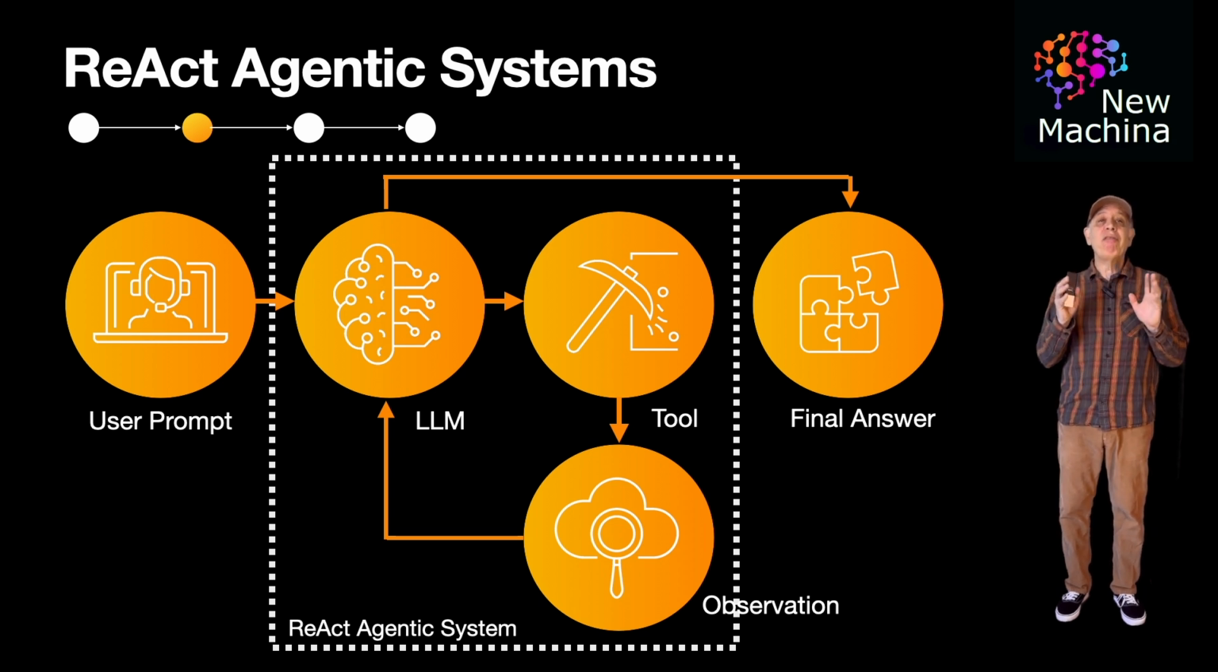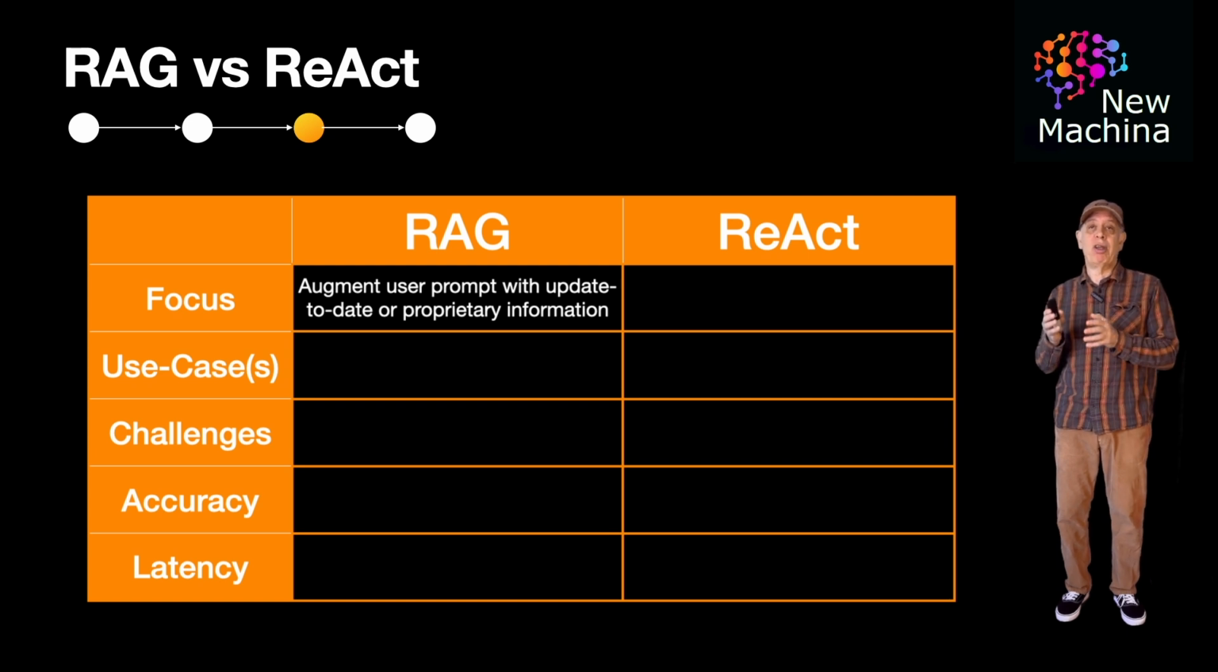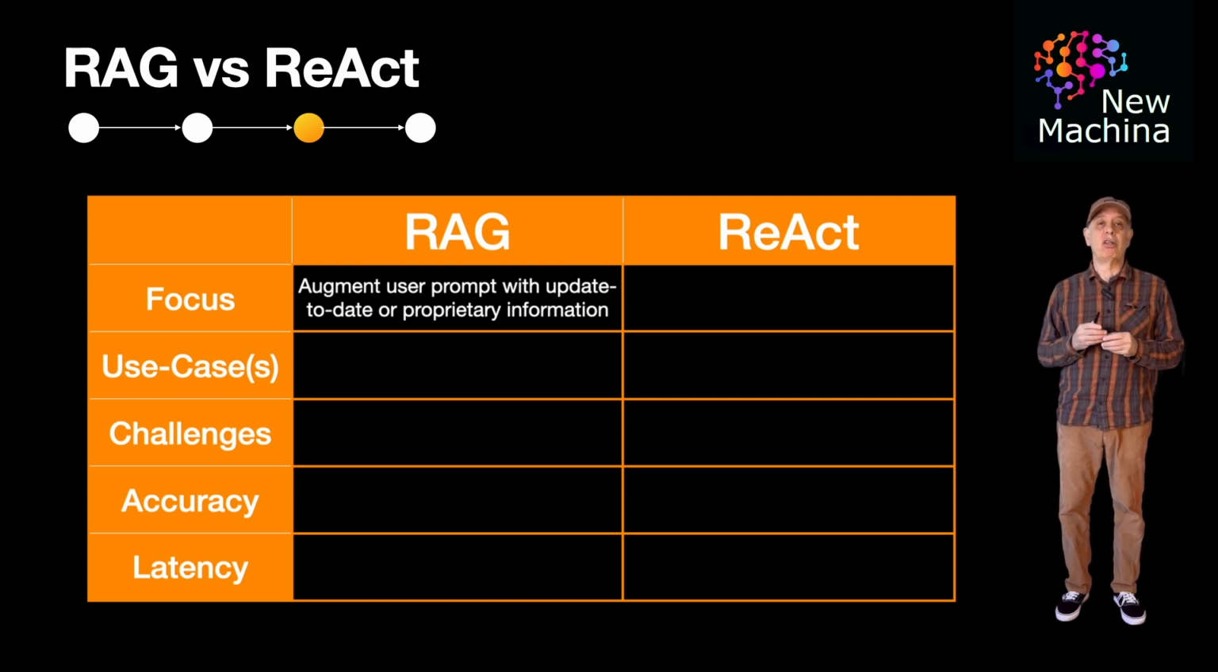Let's compare 5 aspects of RAG versus ReAct. The first aspect is what is the primary focus for each of these patterns? Well, RAG is about augmenting the user prompt with additional factual knowledge, which is typically either up-to-date information or domain-specific knowledge within your business or organization. Alternatively, ReAct's focus is on multi-step reasoning and decision-making.